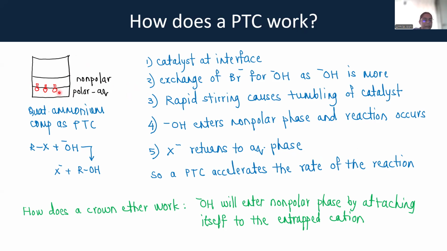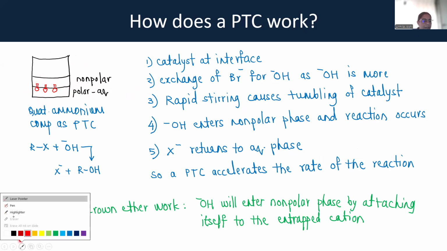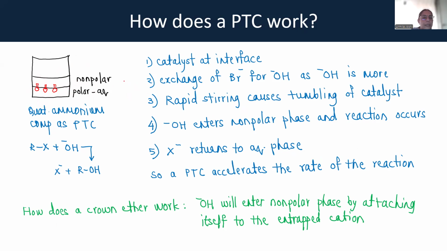Okay. Then rapid stirring causes this catalyst to invert itself. Now, how does it look like during stirring? Now, it looks like this. The polar head was pointing in the aqueous region. Now, it tumbles and points in the non-aqueous region. And because of this, OH enters the non-polar phase, reaction occurs. And this is the way a phase transfer catalyst accelerates the rate of the reaction.